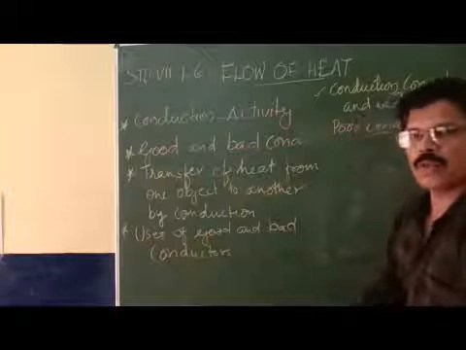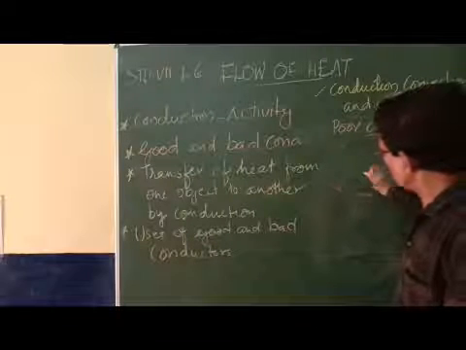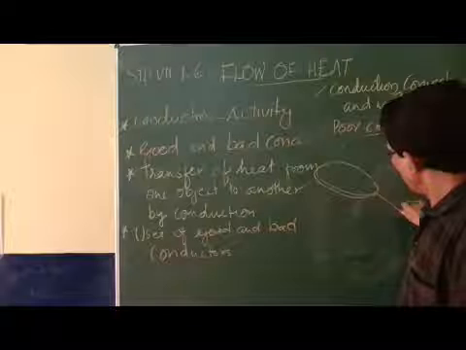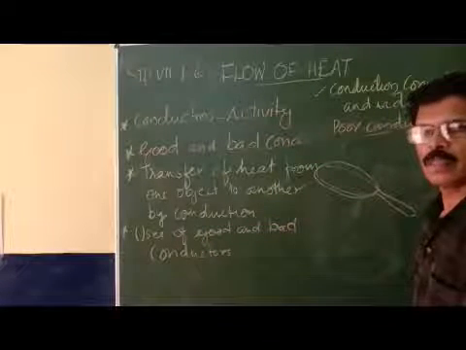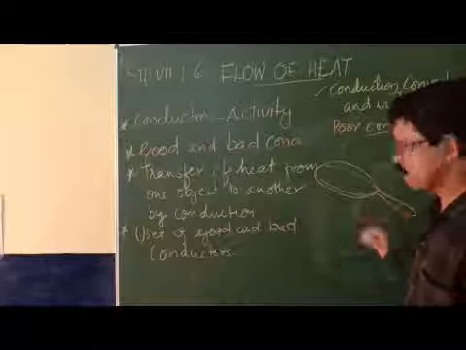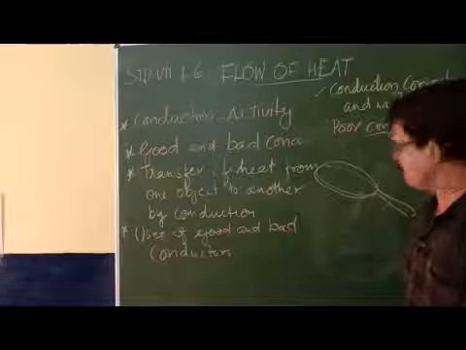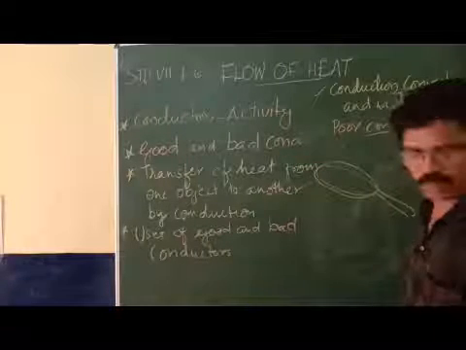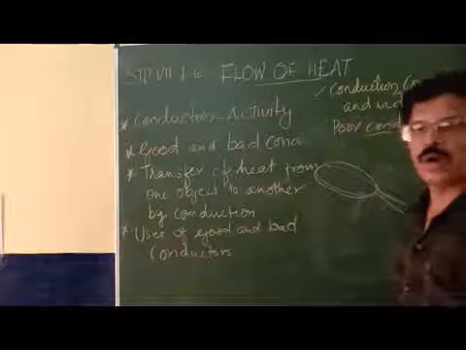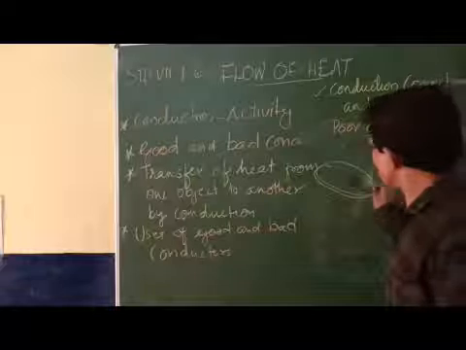Now the handles of utensils. Suppose this is the tawa or plate, and its handle is made up of what? Poor conductors, like plastic or wood, might be used in the handle of the utensil. So these are poor conductors of heat. Again, there are many examples of poor conductors of heat.